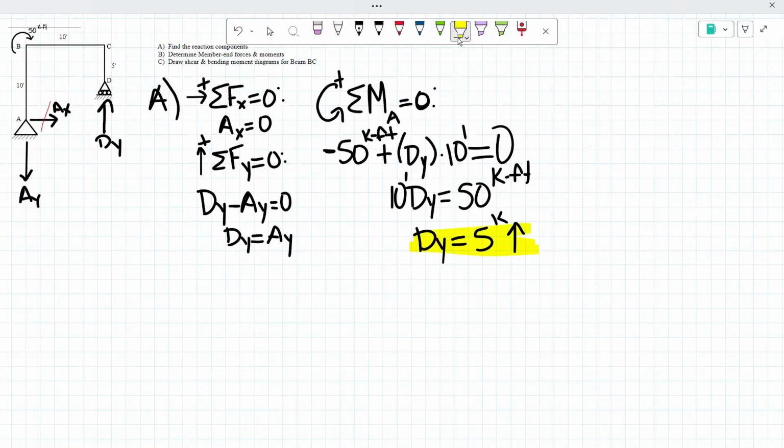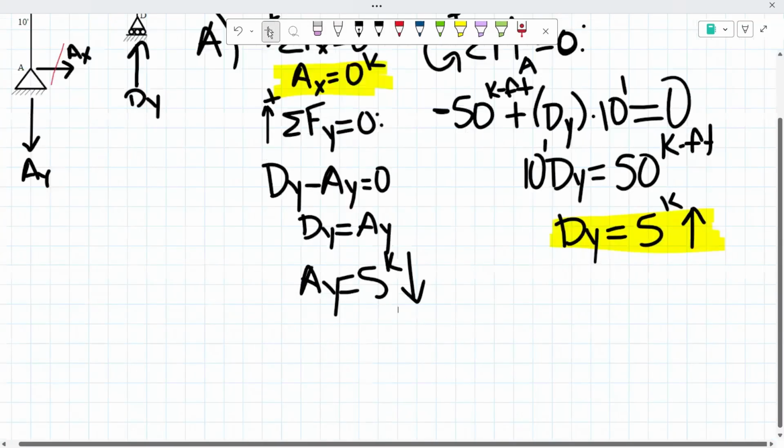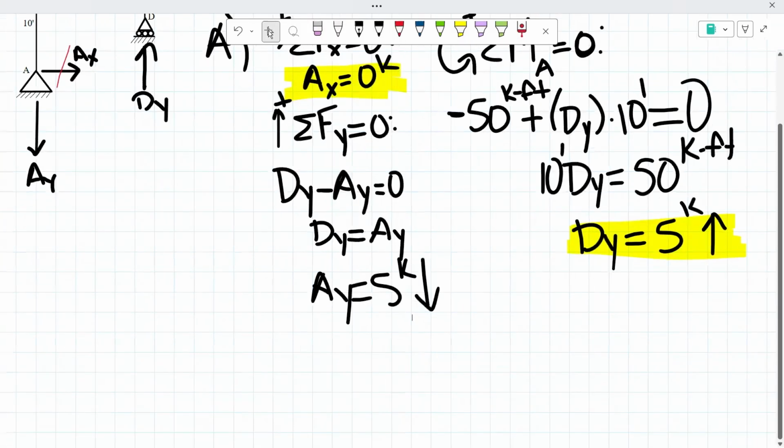We know that our A of x is equal to 0 kips, and we still have to find our A sub y. But if you guys remember, our A sub y is equal to our D sub y. So that means that our A sub y is also equal to 5 kips. And remember, we assumed here that A sub y was going downwards, right? And we know that for our vertical forces, downwards is negative and positive is upwards.